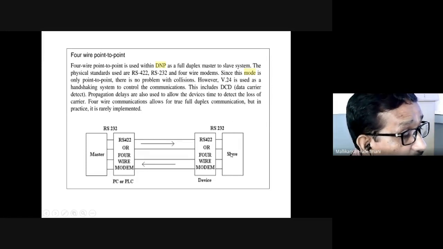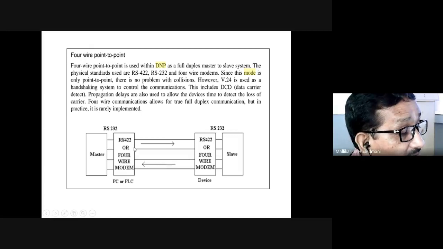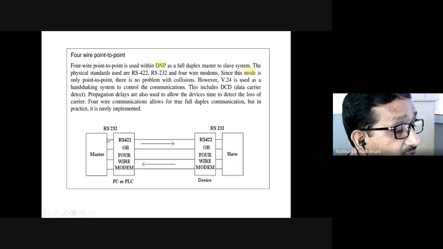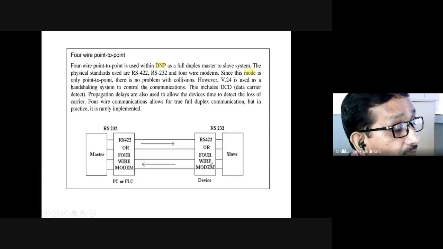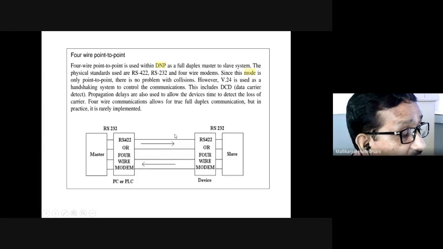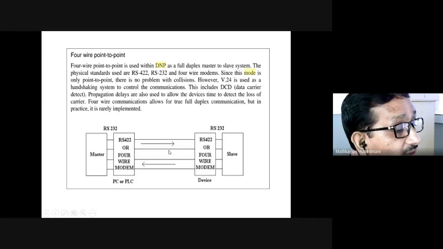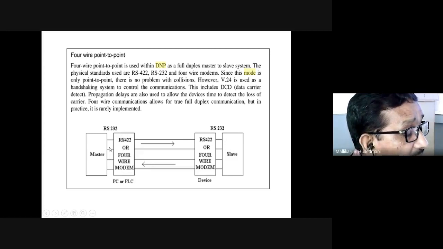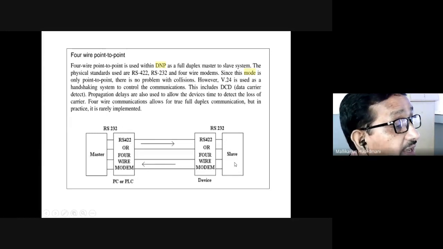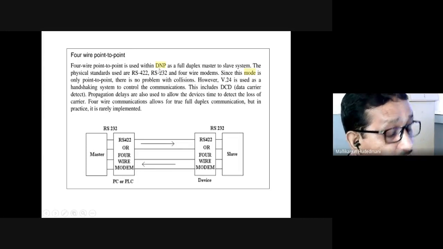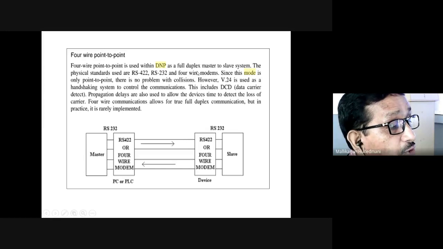There is no doubt about it. But bidirectional communication is occurring concurrently. The master is querying and sending, and the slave is also sending while the master is getting the information. This is called full duplex, but the hardware is additional. 4 wires are utilized for that. For this, suitable updates in the signal transducer, and the master and end devices, must be taken care of. This is how 4-wire point-to-point is used within DNP, Distributed Network Protocol, as a full duplex master-slave system.